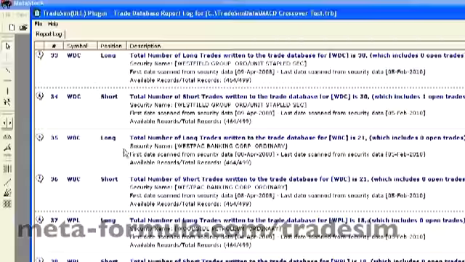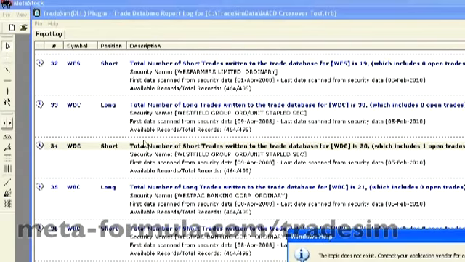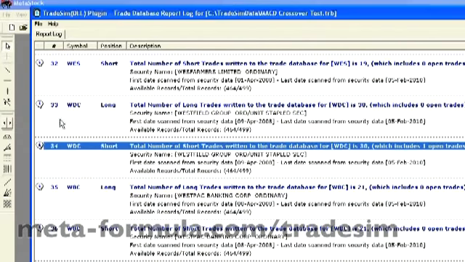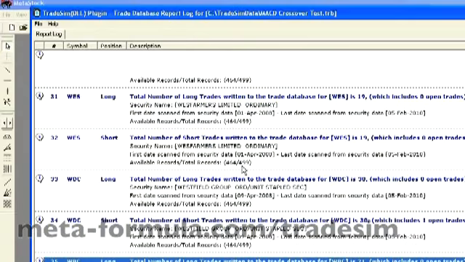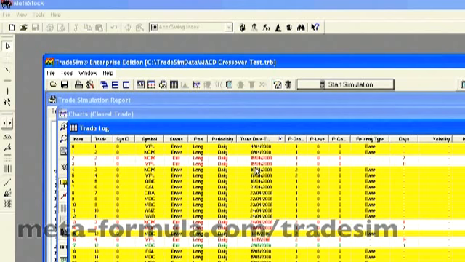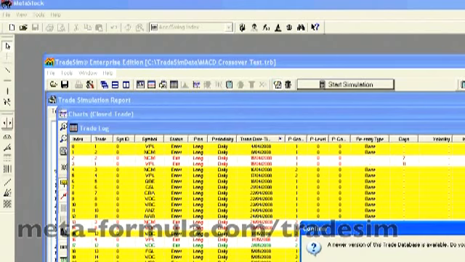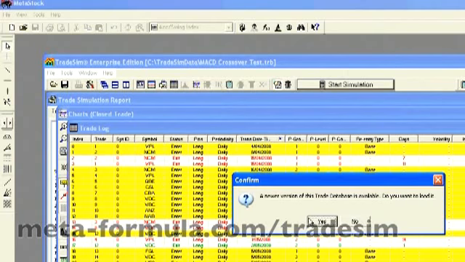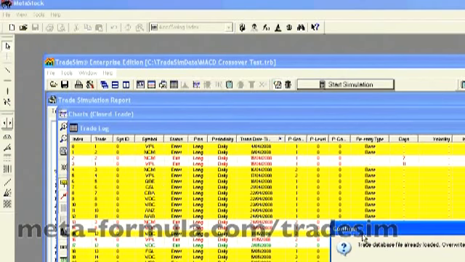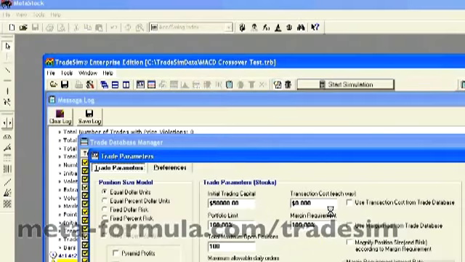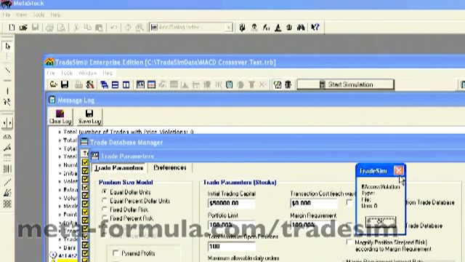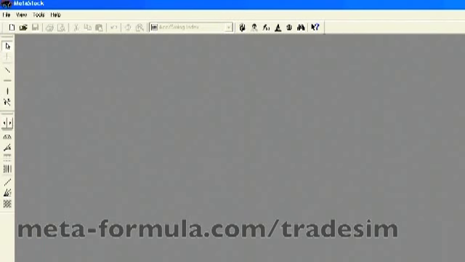And that looks right. And you can also see now that we're taking both short and long trades as well. So this system will trade both sides of the market. And just make sure that we put in the most recent information with the trade database.